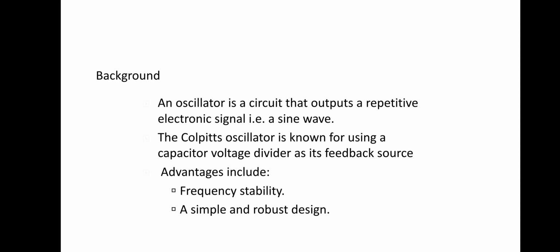Normally, an oscillator is a circuit that outputs a repetitive electronic signal. That means it may be a sine wave. Colpitts Oscillator is known for using a capacitor voltage divider as its feedback source. So it has some advantages. It includes frequency stability and it is simple and robust design.